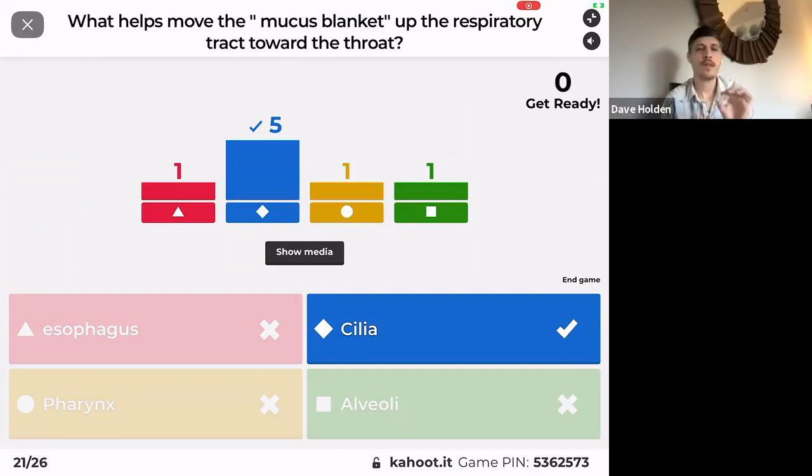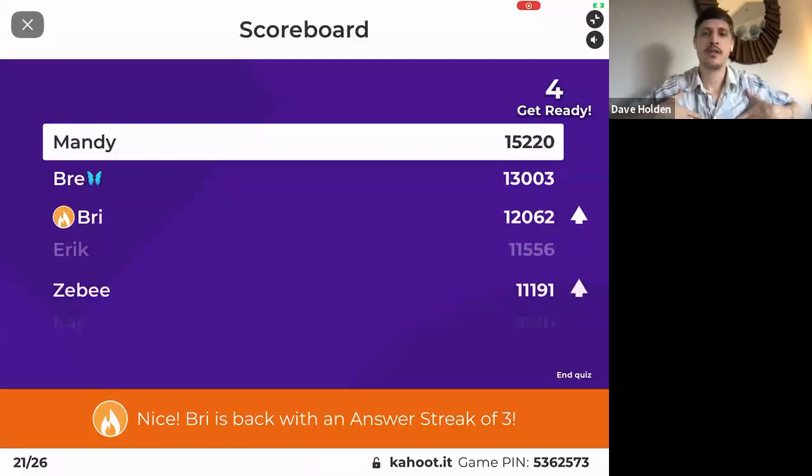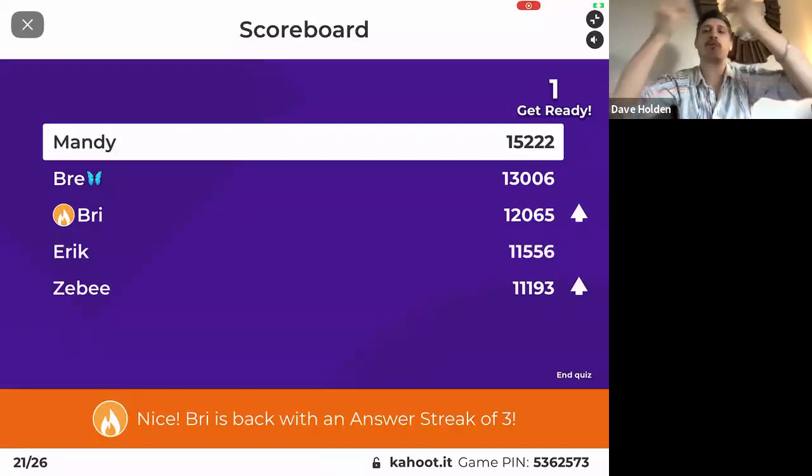That's a tricky one. The little tiny hairs keep this current going, so that sheet of mucus is constantly being pulled up and out.